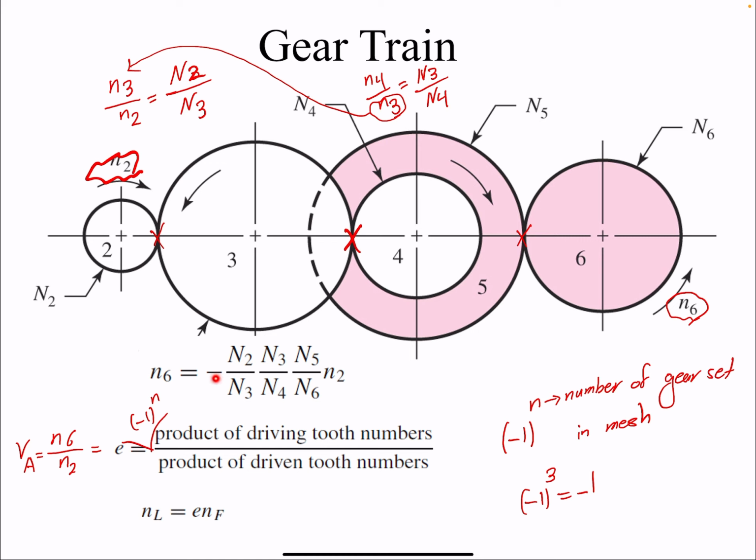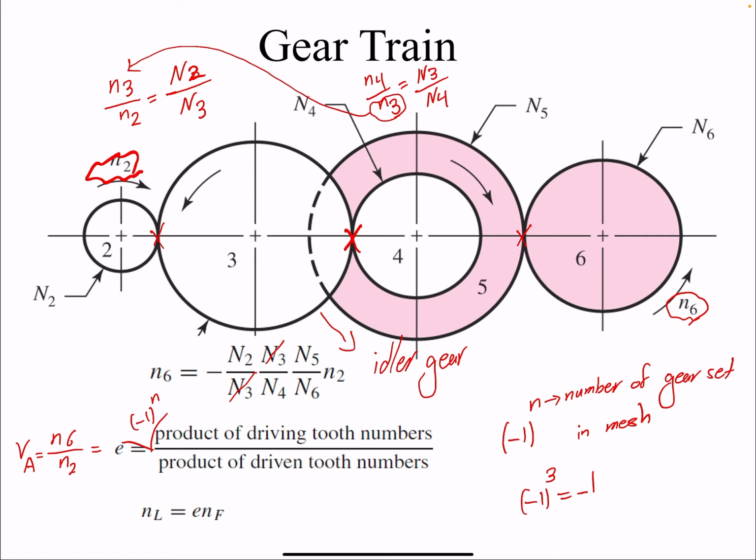But also by inspection, we can go and look at it. Okay, we have one contact, the direction changes. Here it was clockwise, that would be counterclockwise. Here it would be clockwise again, but here it would be counterclockwise. One thing to note is that N3 is going to cancel from both sides, numerator and denominator, which means that the number of teeth on gear 3 has no effect. We call this gear an idler gear, which means that it has no effect on the velocity ratio.